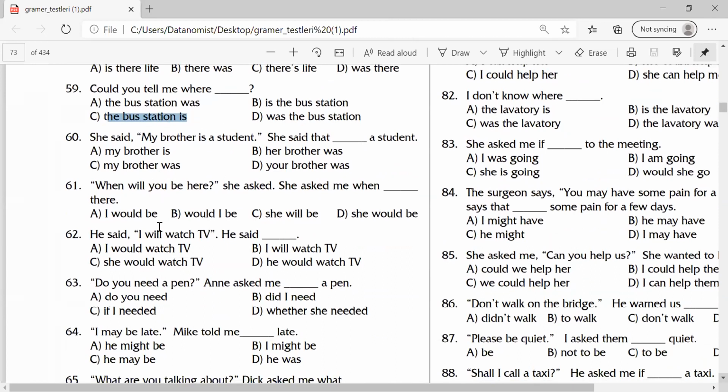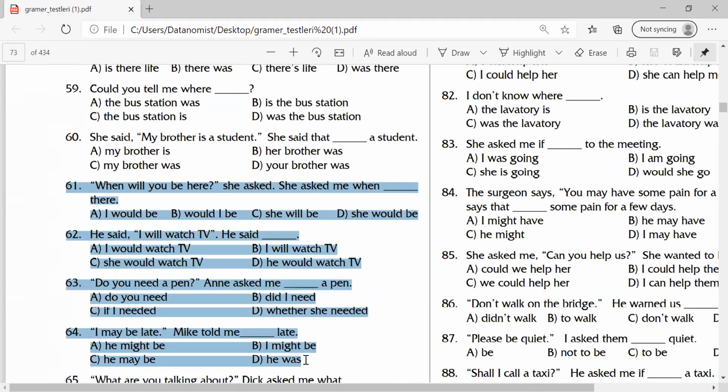Okay. 61st one. Try. You're not giving me any answers.